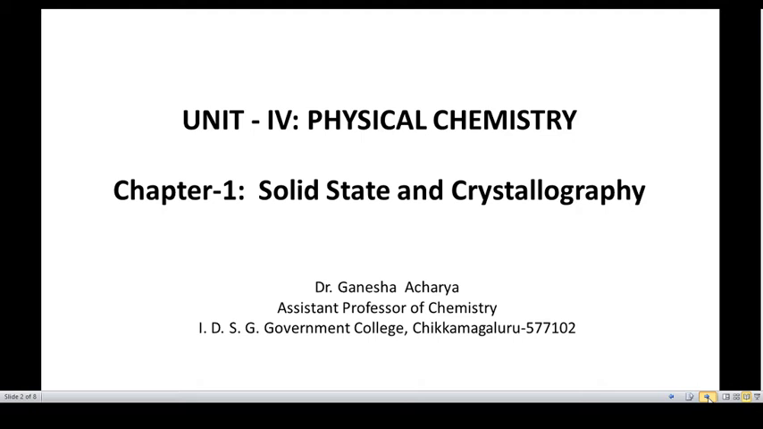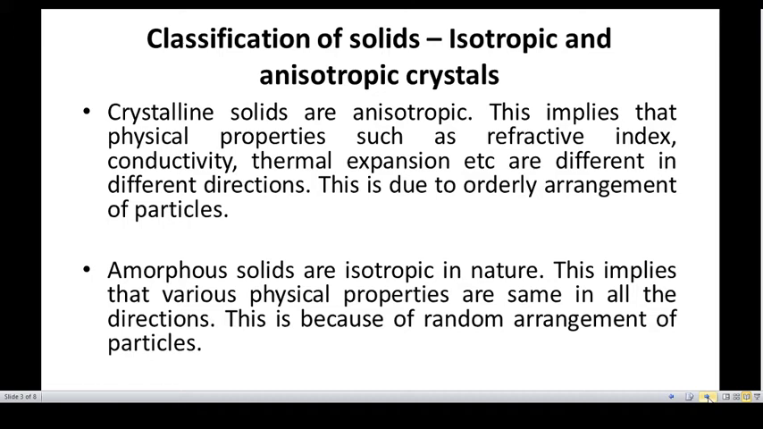So, the substances or solids are classified into mainly two types: isotropic and anisotropic. Now, the amorphous solids are called isotropic solids because the various physical properties are the same in all directions because of the random arrangement of particles. So amorphous solids are isotropic solids.